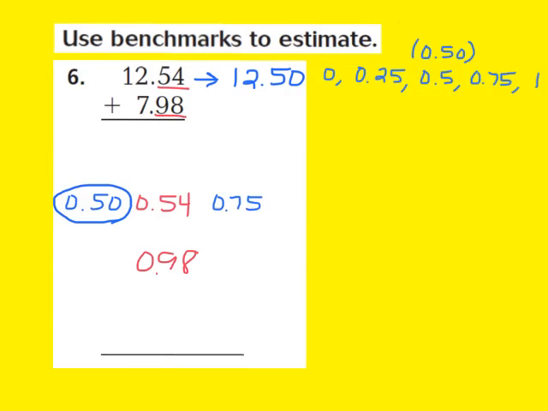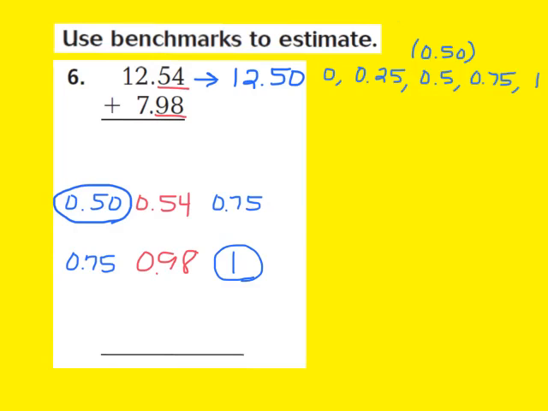Now, what I know is 98 hundredths falls in between 75 hundredths and the whole number 1. So I'm going to first of all write down 75 hundredths as one of my benchmarks, and on the other side I'm going to write down the whole number 1. Well, what I know is this. I know that 98 hundredths is closer to the whole number 1 than it is to my 75 hundredths. So I'm going to choose that 1 as my benchmark to help me estimate.